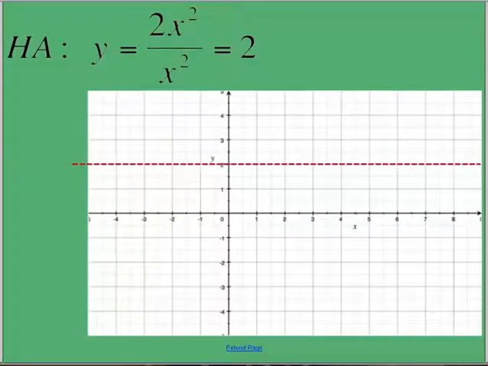So on your graph, you want to draw a dotted line at y = 2. So we are going to have a horizontal asymptote at this graph. Remember, an asymptote is a line the graph gets close to but never touches.